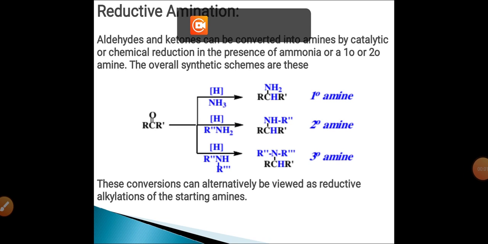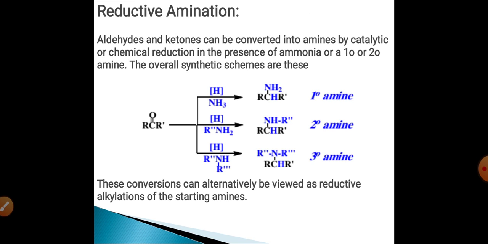Today we are going to discuss some more methods of preparation of amines. The first one is the reductive amination reaction. This is a reaction of aldehydes or ketones with ammonia. It may be with a primary amine and it may be with a secondary amine, and by using different types of ammonia or amines, we can get different types of amines.